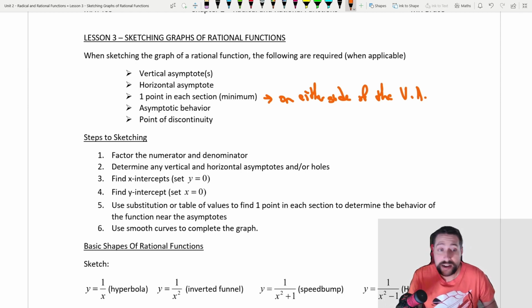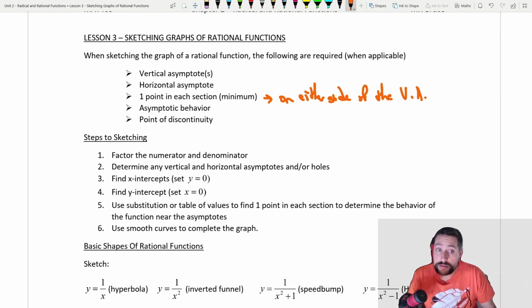Step number 1: factor the numerator and denominator. Determine any vertical or horizontal asymptotes and or holes. Personally, I like to do horizontal asymptotes first so that it's easier to determine where they are before we even factor. So I would actually do the horizontal asymptote first before factoring, but again, it's personal choice. Find the vertical asymptotes and the holes. So find their NPVs, right? Use those NPVs to figure out if it's a vertical asymptote or a point of discontinuity.